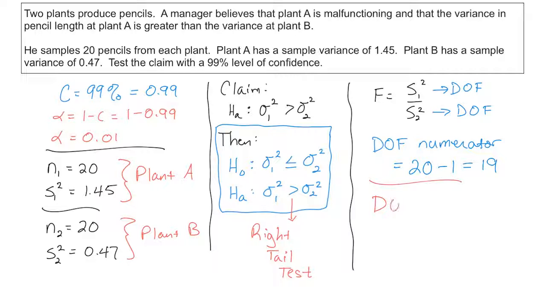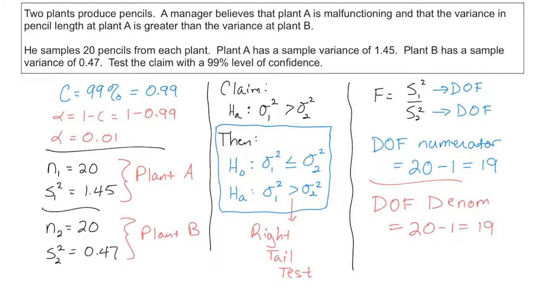The degree of freedom from the denominator is the same exact calculation. In this case, we happen to sample 20 pencils from each plant. Your problems don't have to be like that. We could have taken 15 from one plant and 12 from another. It's okay. In this case, we sample 20 in each case, so the degree of freedom of the denominator is again 20 minus 1, which is 19.